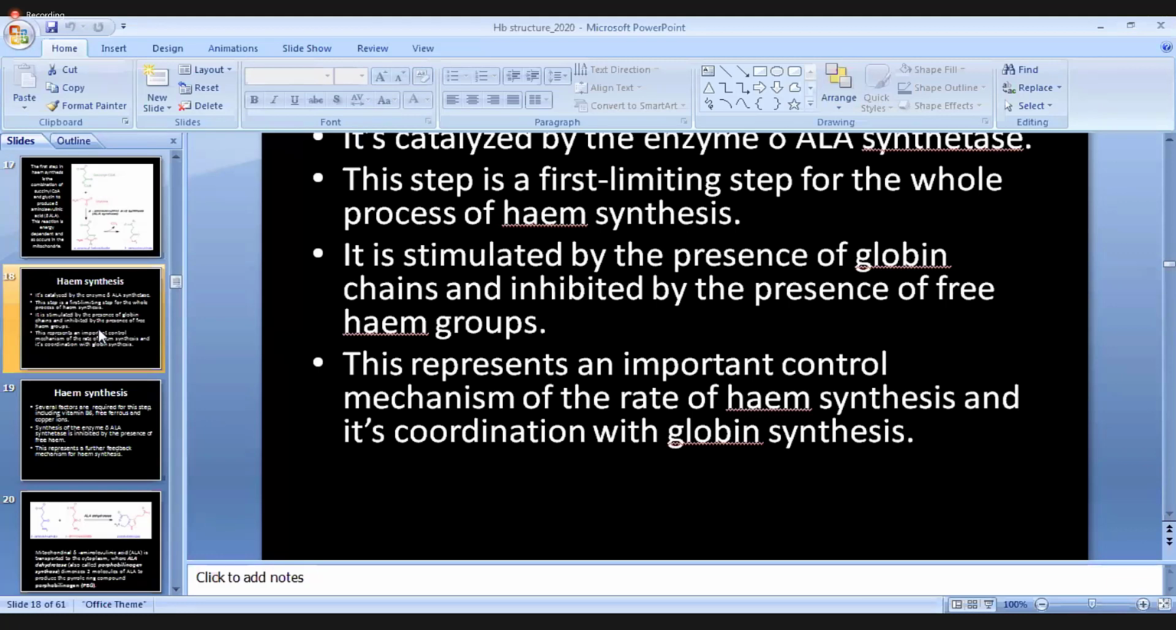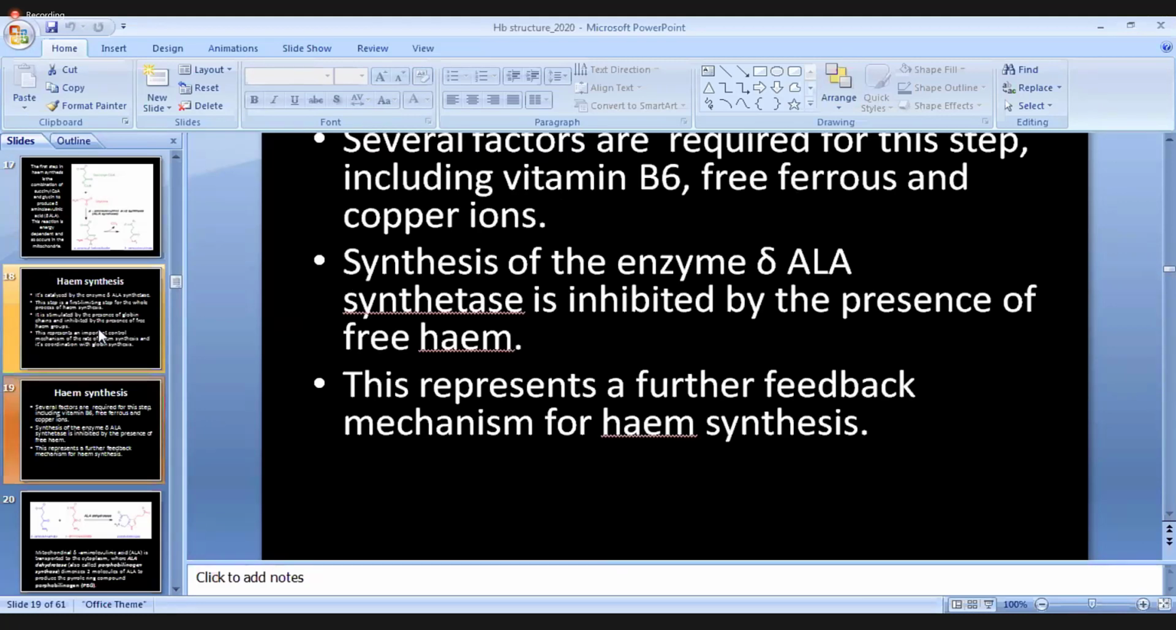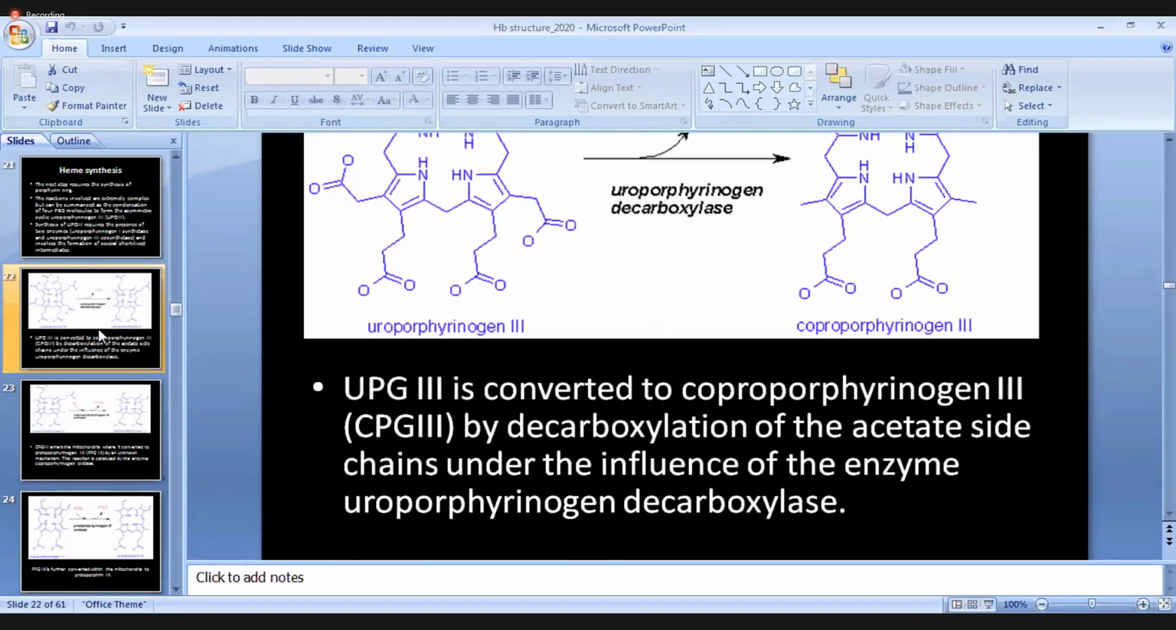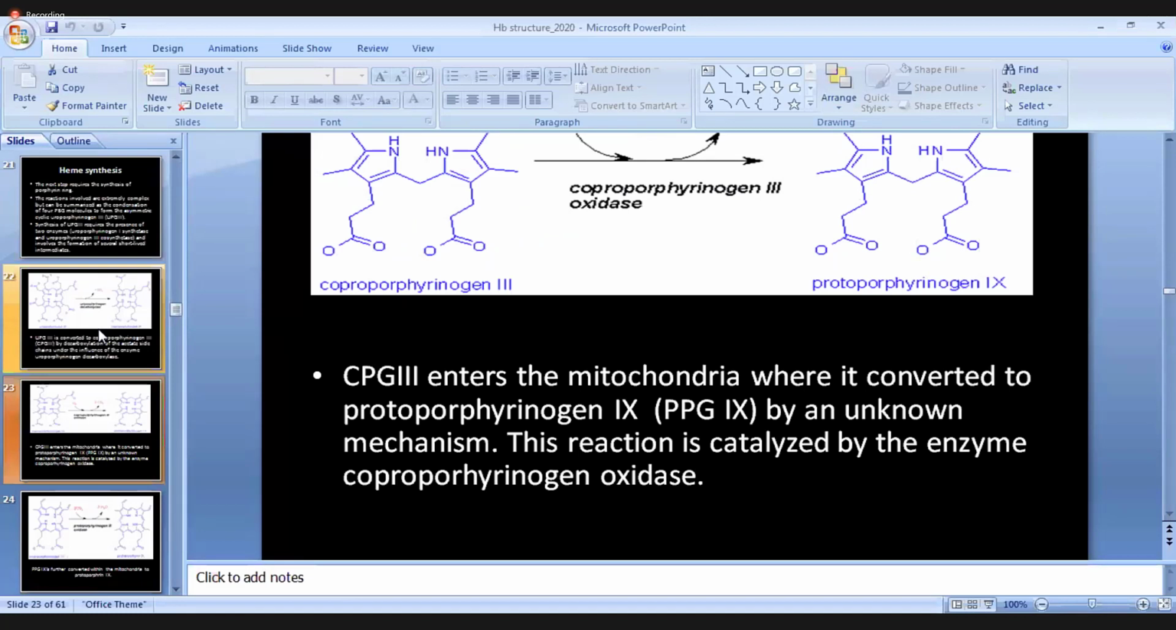Last time we also studied heme synthesis and the regulation of heme synthesis. We know that delta aminolevulinic acid synthase is the rate limiting enzyme during heme synthesis, and this enzyme is inhibited by free heme and activated by the presence of globin. Similarly, it is activated by the presence of ferrous iron, and copper is the stimulator that helps to initiate this pathway.